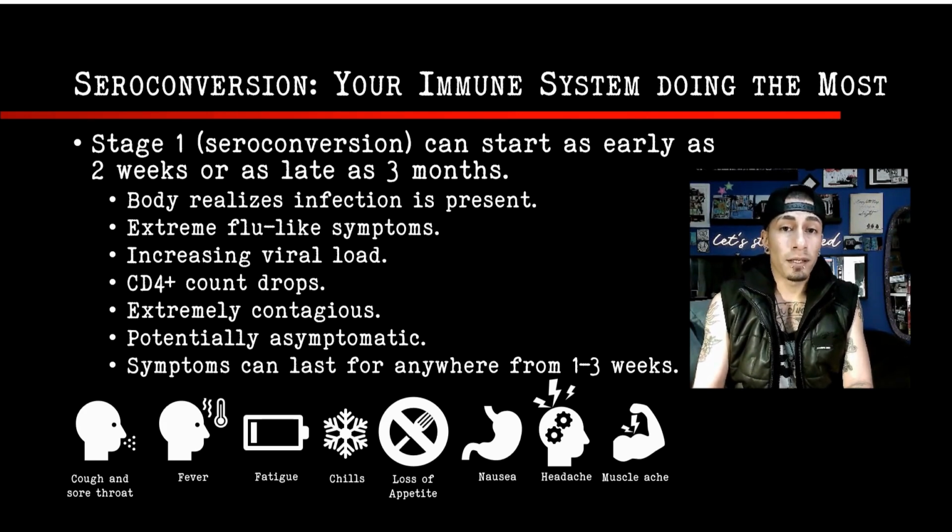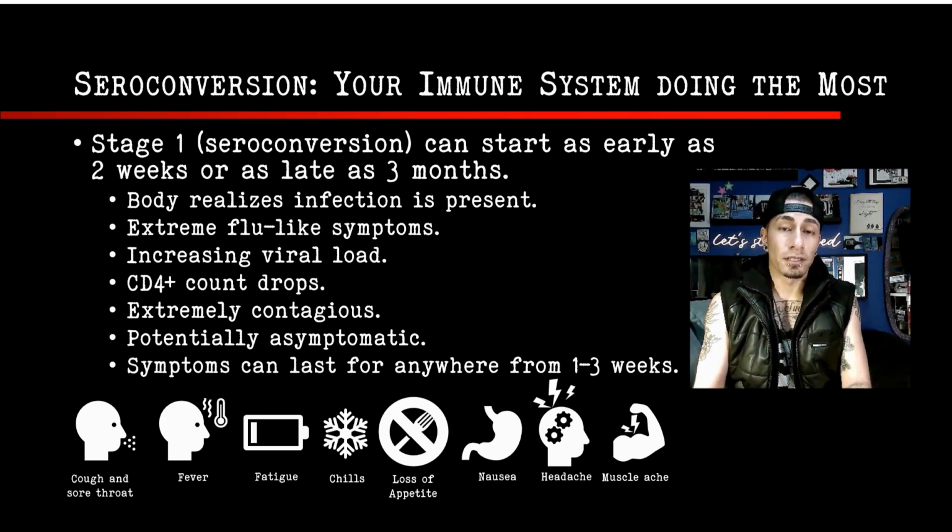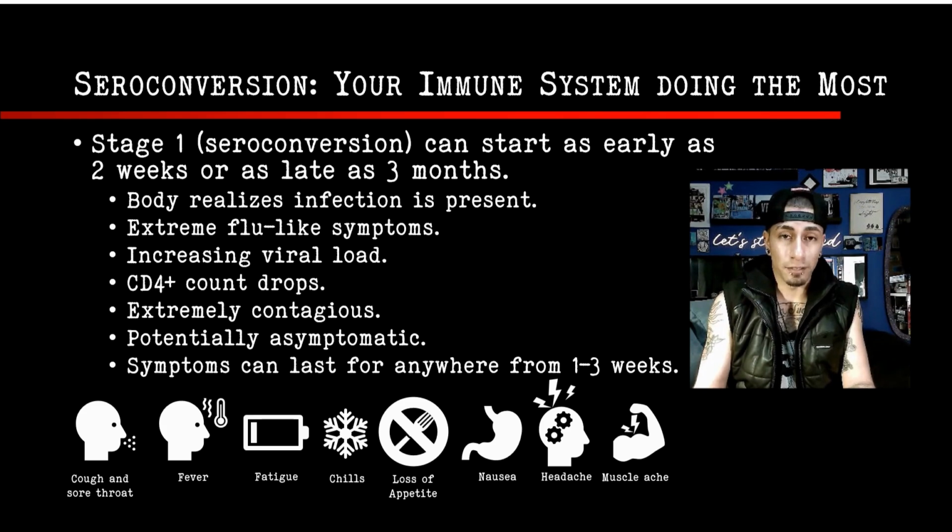And it responds with any one or any number of the symptoms below. Sometimes all of them, sometimes none of them. When it has none of them, it's called being asymptomatic. Someone who is asymptomatic during seroconversion is extremely highly contagious, but also showing no signs of being sick at all.